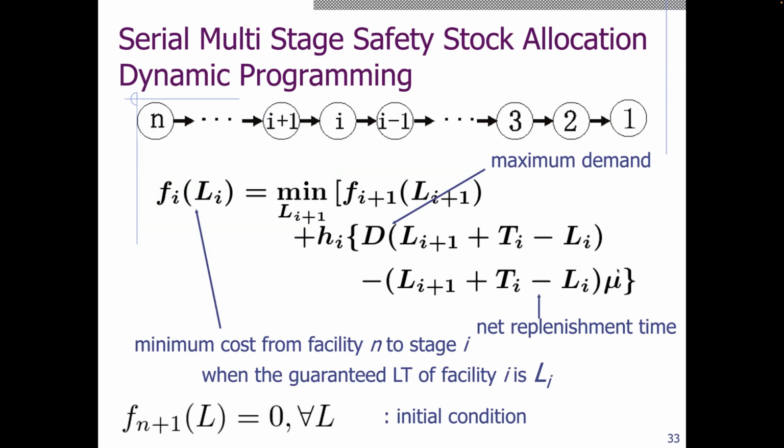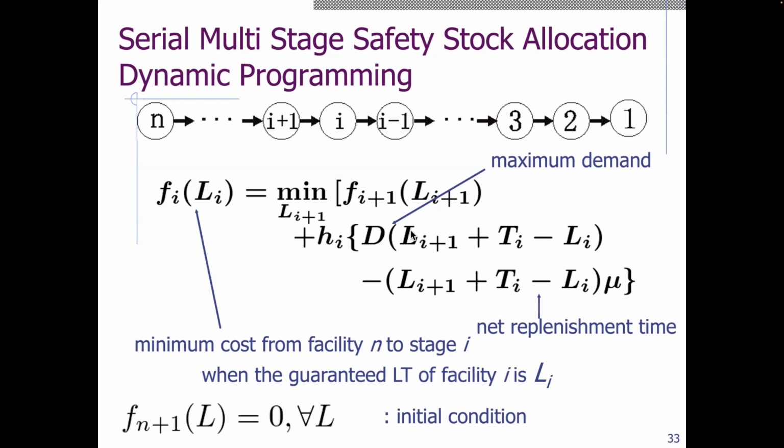This is a recursive equation of dynamic programming. Here f_i is the minimum cost from facility n to facility i when the guaranteed LT of facility i is L_i. Function f_i(L_i) can be computed from f_{i+1}, that is, the minimum value of f_{i+1} plus the safety inventory cost at facility i when the guaranteed lead time of facility i+1, that is the entering LT of facility i, is L_{i+1}. In this case, the net replenishment time at facility i becomes L_{i+1} plus T_i, the production time, minus L_i, and D denotes the maximum demand function.